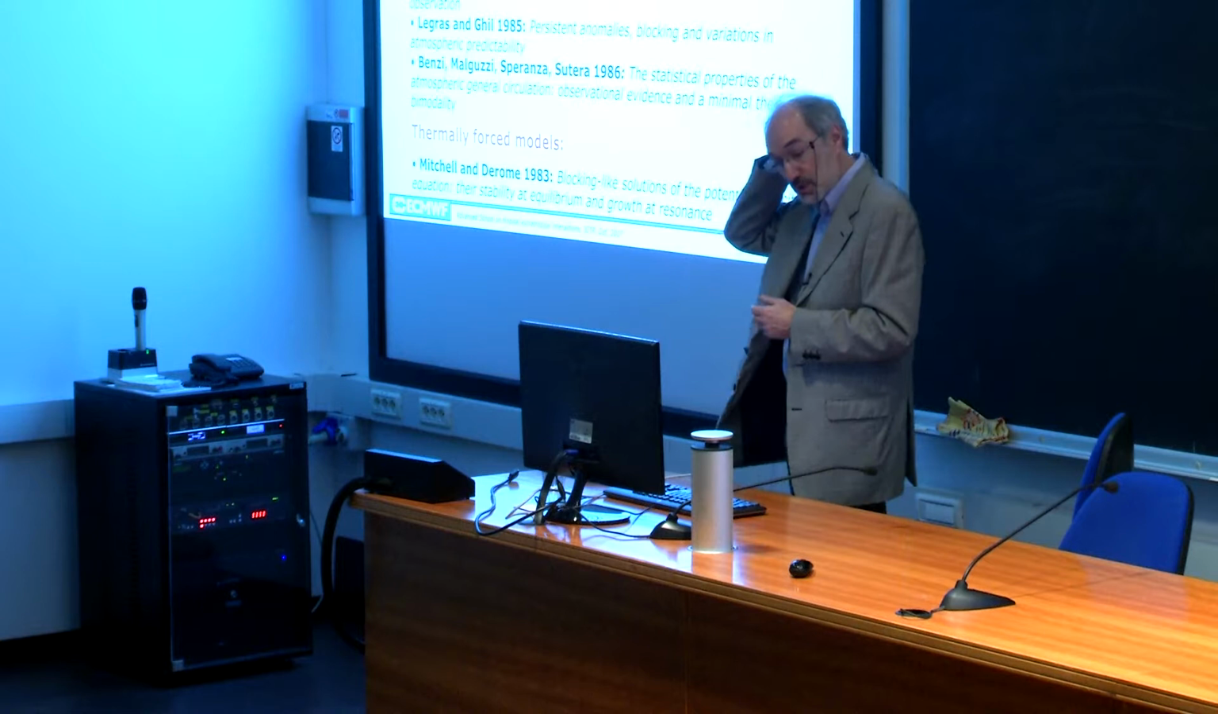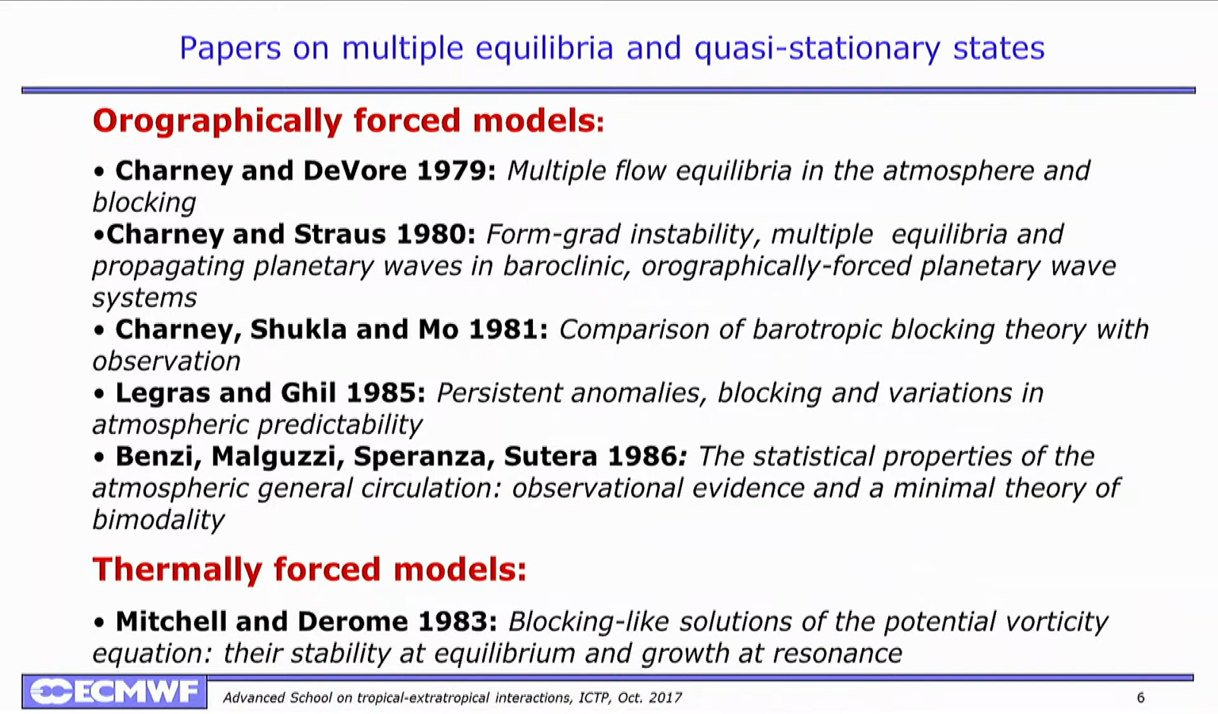All these models were basically orographically forced models. So they were simple models with usually simple sinusoidal topography at the bottom that would provide forcing for the planetary waves. And these were all models of the northern extratropical circulation, mainly during winter. Well, during winter, topography is not the only forcing for planetary waves. Another important forcing is the land-sea thermal contrast.